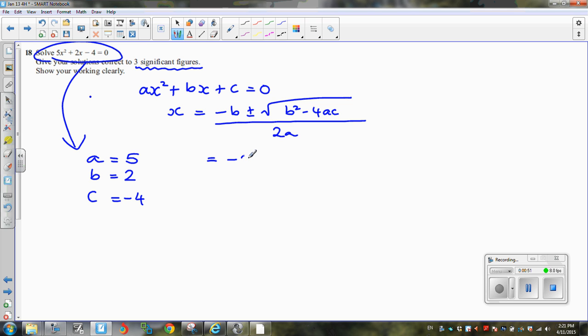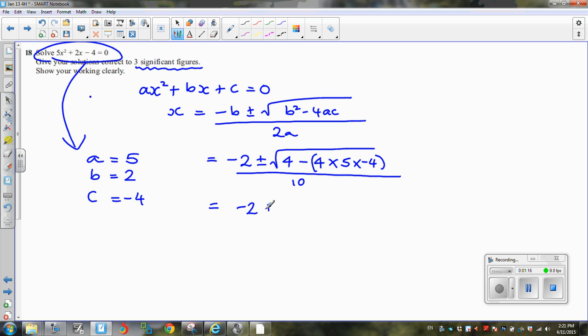Minus b, well, that's going to be minus 2, plus or minus the square root of b squared, well that's 2 squared, which is 4, minus, now be careful here, I'm going to use a bracket around here, 4 times 5 times minus 4. And that is all divided by 2a, and 2 times a is 2 5s, which is 10. Okay, let's carry on.